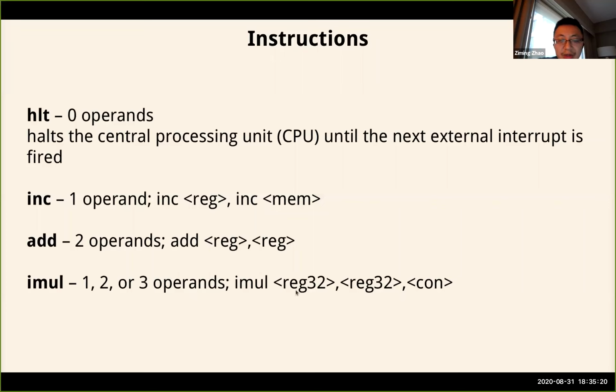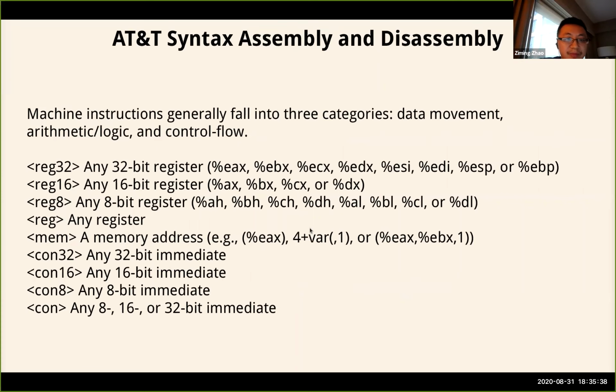For example, here we have a destination register, another source register, and another constant. So we multiply this one with this one, then put the value back into this one. This is an instruction with 3 operands.